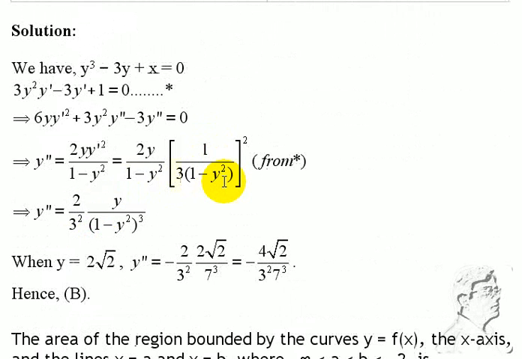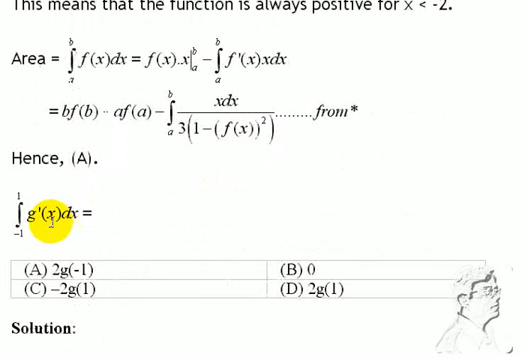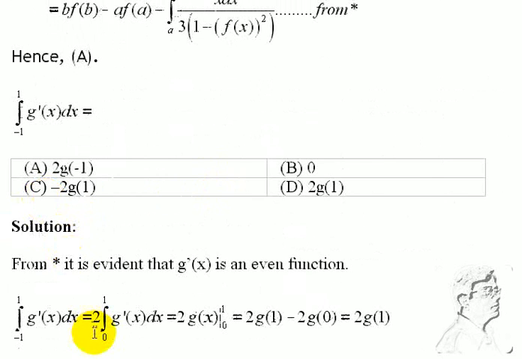Irrespective of what happens to the sign of y, depending on what happens to the sign of x, things are not going to change because there is y square here. That means y dash, which is 1 upon 3 times 1 minus y square, has to be an even function. So g dash x has to be an even function, and integral minus 1 to 1 becomes 2 times 0 to 1. And after that, it is twice g(x) 0 to 1.